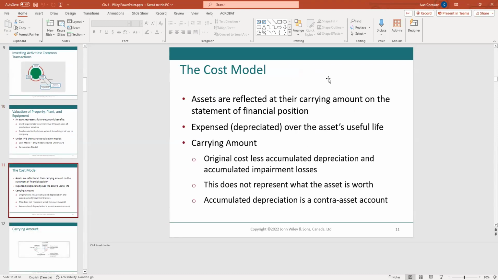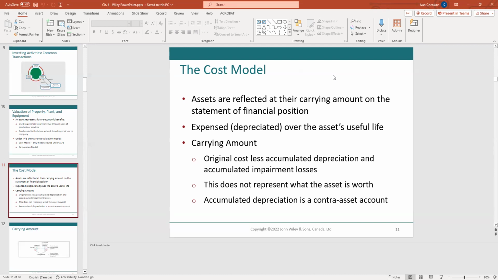So let's see here the cost model. Under the cost model, those assets are going to reflect their carrying amount, or how much they're currently on our statements of financial position.